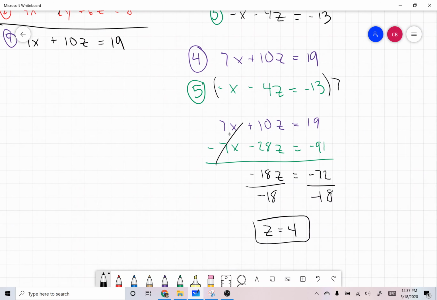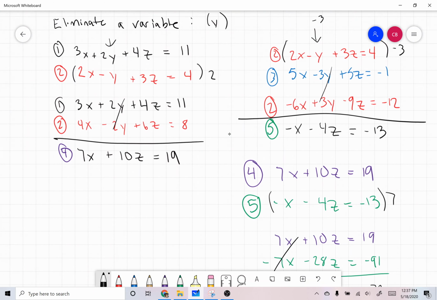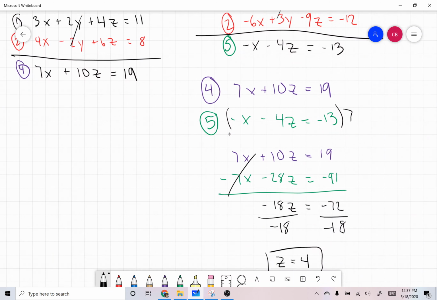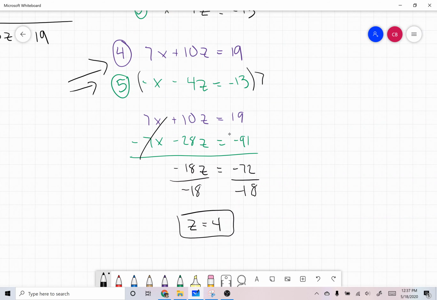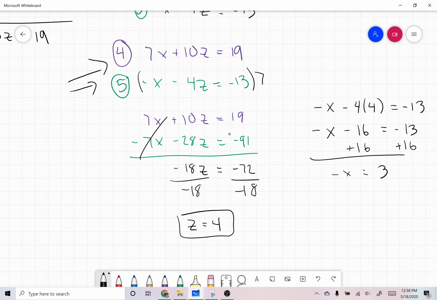Well, we can back substitute, but we want to be very careful where we go to, because if we go too far, if we go to the original ones, we have an x and a y in those, and we don't know necessarily what x and y is. But fortunately, equations 4 and 5 are in terms of just x and z, so let's use one of those to get x from the other one. So we have negative x minus 4 times z, which is 4, is equal to negative 13. Notice I've used parentheses to make sure I'm not losing any signs. Negative x minus 16 is equal to negative 13. Add 16. Negative x is equal to 3. Divide by negative 1. X is equal to negative 3. Okay, so we've got that one now.